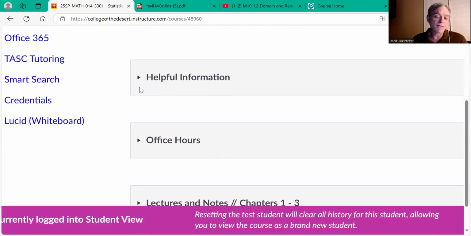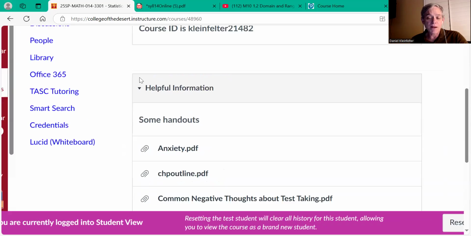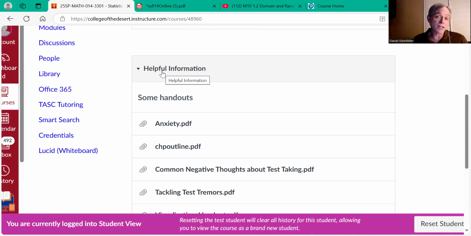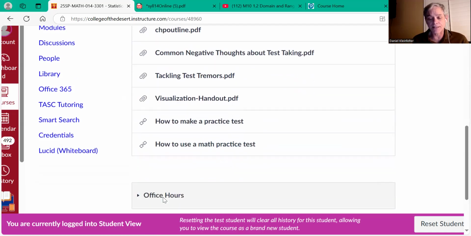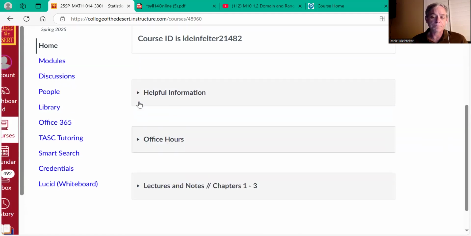Going down, we have a block for helpful information. What that consists of primarily is handouts, PDF files of some advice to help you manage things like test anxiety or do test preparation, things of that sort. So you can take a look at those at your convenience. Let me know if you find any of that helpful or maybe anti-helpful. At the bottom, there's links to videos, one on how to make a practice test and one on how to take a practice test. Okay, let's go ahead and close that for now.